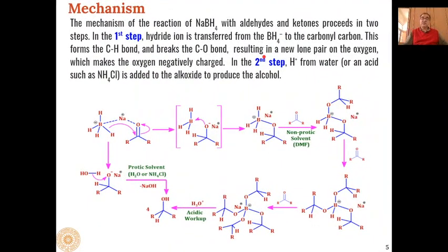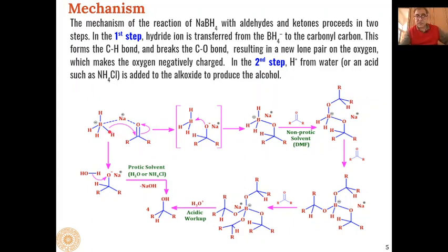As far as the mechanism of sodium borohydride reduction is concerned, it is basically similar to what we have seen in the case of lithium aluminum hydride. The only difference is that the mechanism can be of two types, depending on what kind of complexes are formed in protic solvents, or in non-protic solvents. In the first step, the sodium borohydride interacts with the carbonyl compound. That carbonyl compound may be an aldehyde or a ketone.